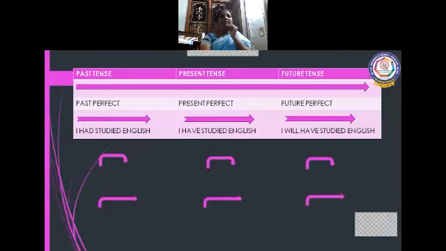Past tense, present tense and future tense. So the next tense is past tense. I had studied English.